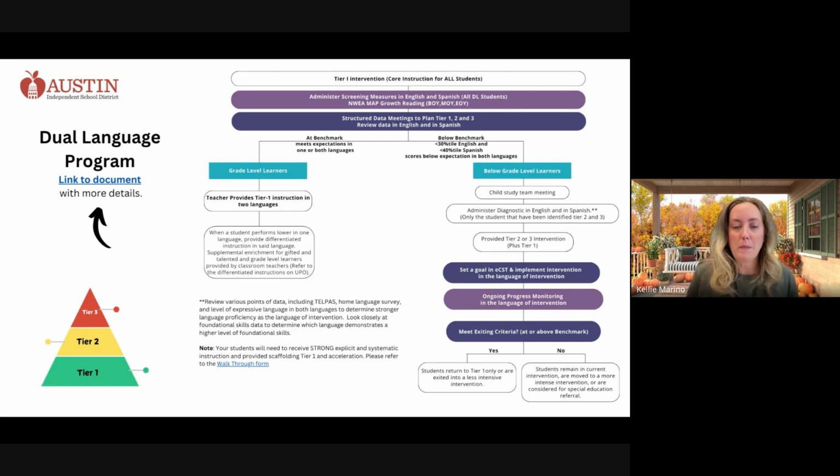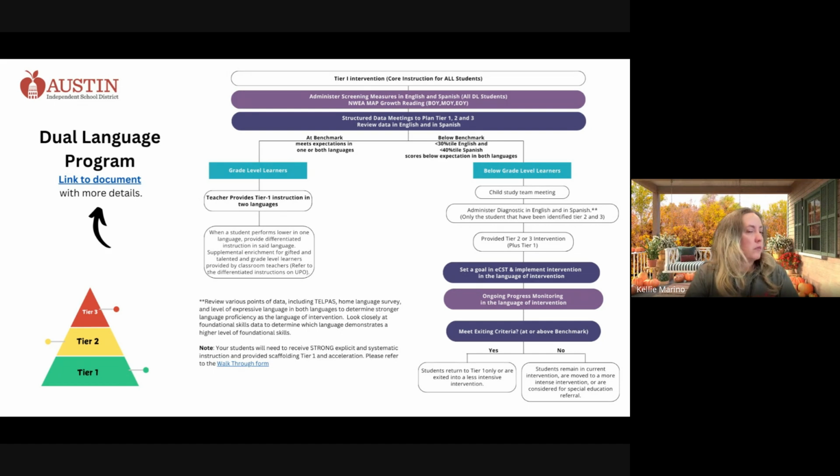scored below the benchmark. When students score below the benchmark, a child study team meeting, using multiple data points, will verify their need for intervention. Before receiving Tier 2 and 3 interventions, students will undergo a diagnostic assessment in both English and Spanish. The CST committee will then create a plan for the student, identifying the intervention resource and provider. Therefore, teachers must adjust their approach based on their capabilities and available resources.